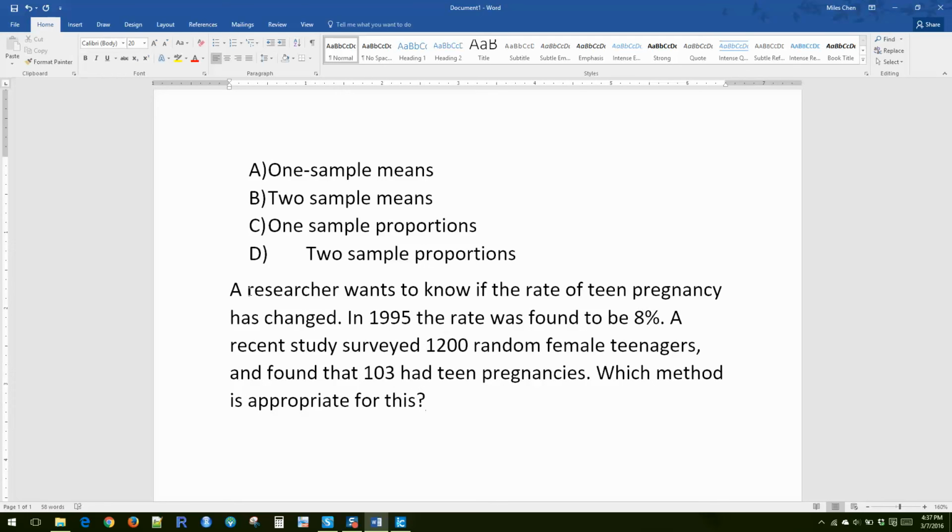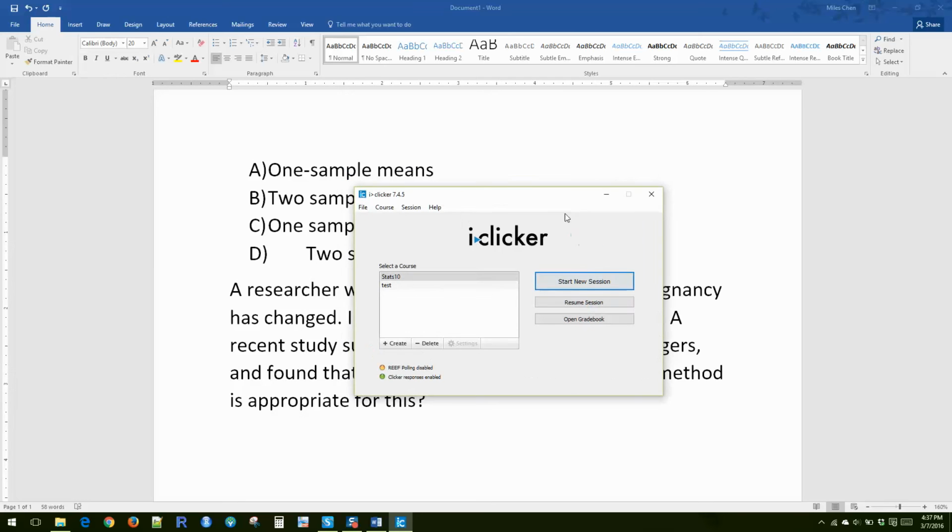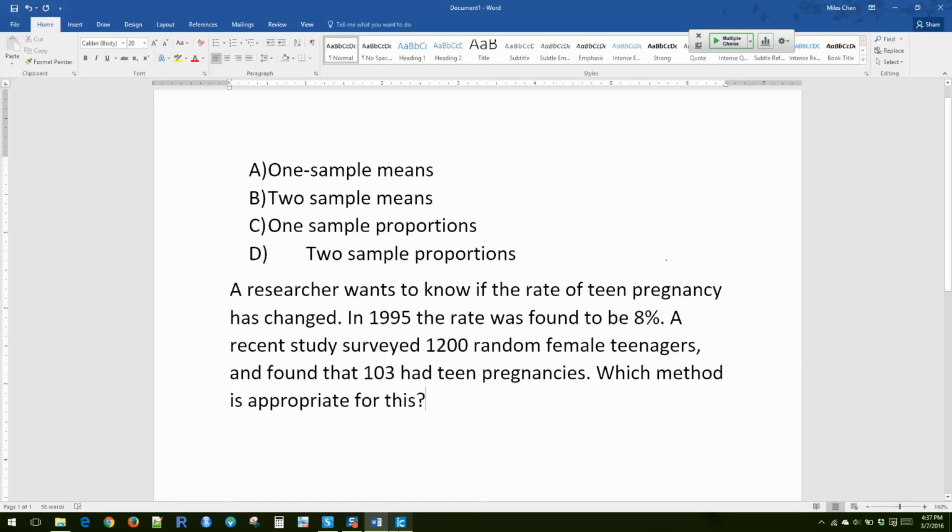Oops, what's going on here? Oh, okay. All right, so now you can start clicking.